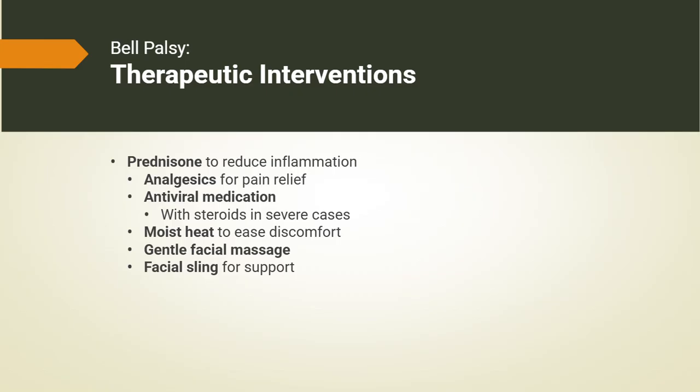For Bell palsy, the overall goal of treatment is to reduce inflammation, promote nerve recovery, and prevent complications, especially those involving the eye and facial muscles. Most cases of Bell palsy improve significantly within weeks, but early treatment increases the chances of a full recovery. The first intervention listed is prednisone, a corticosteroid.